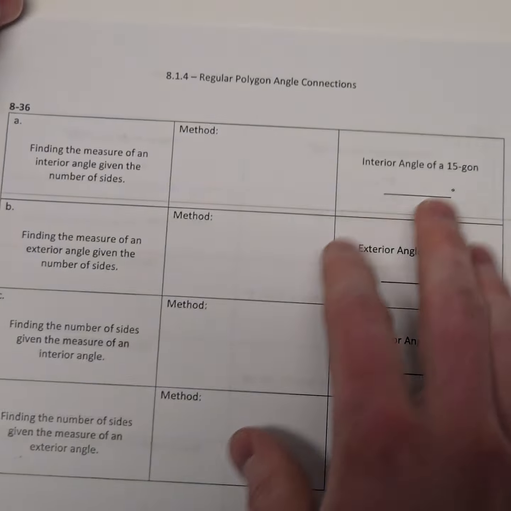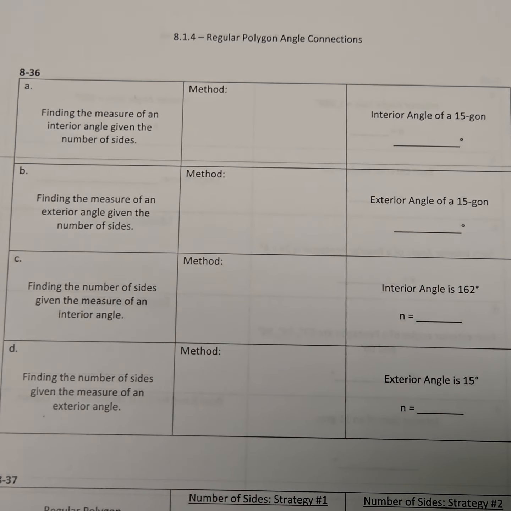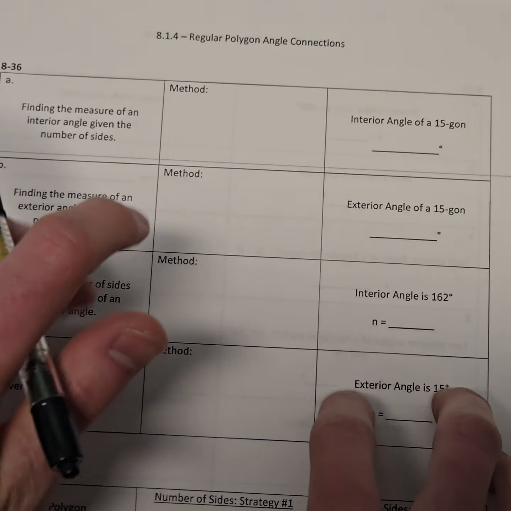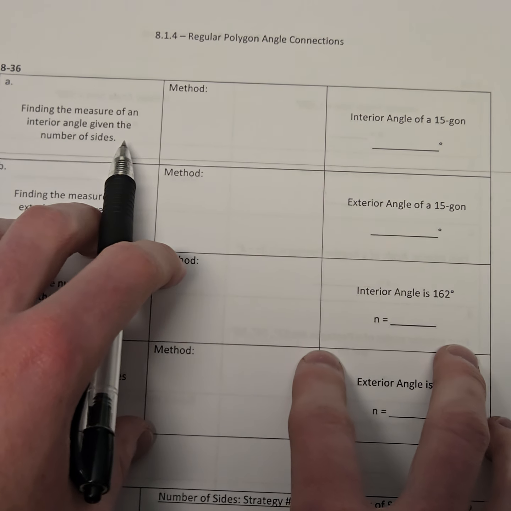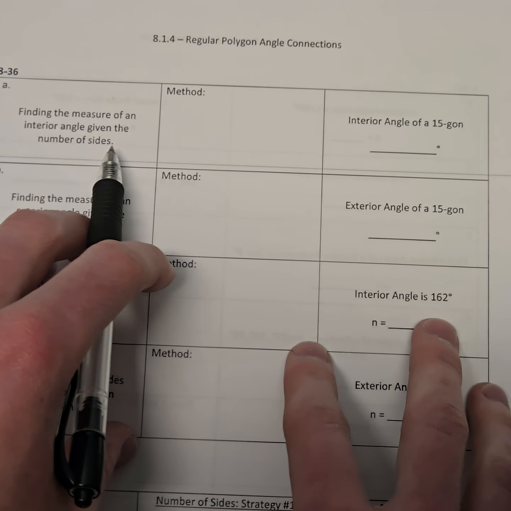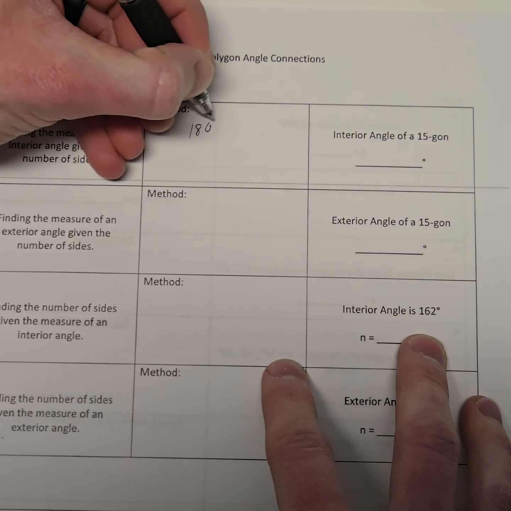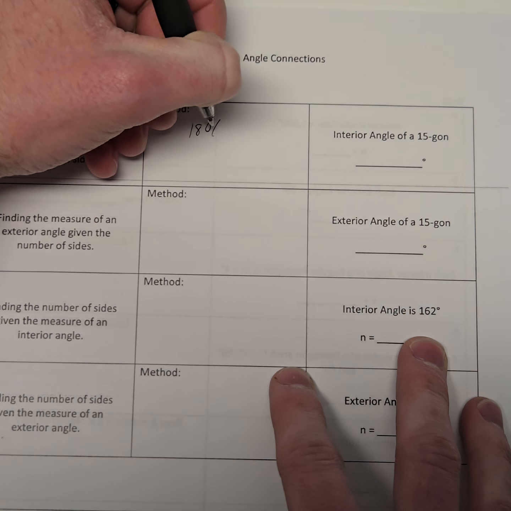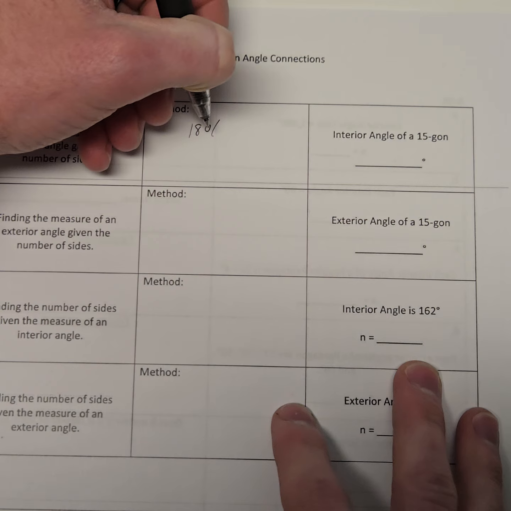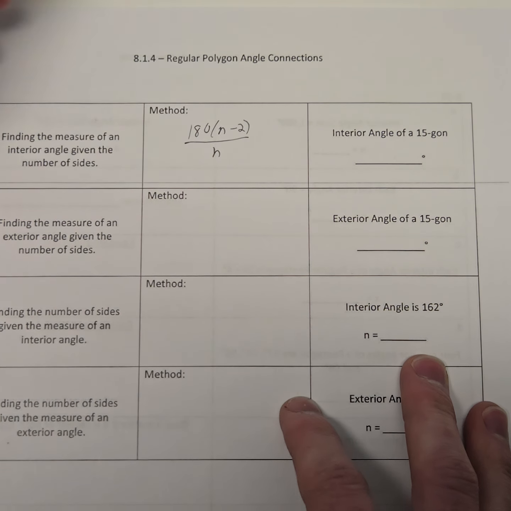All right, so hopefully you tried it out. Let's run through these real quick. The first one here, finding the measure of an interior angle given the number of sides. Well, we just want to use our formula. So we take the sum, so 180 times our number of sides minus 2, and then divided by our number of sides.